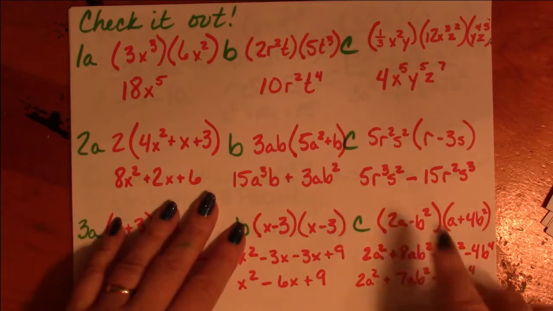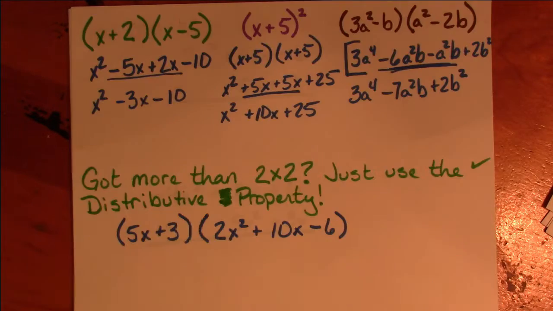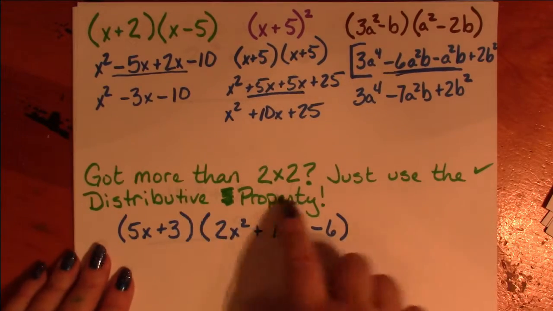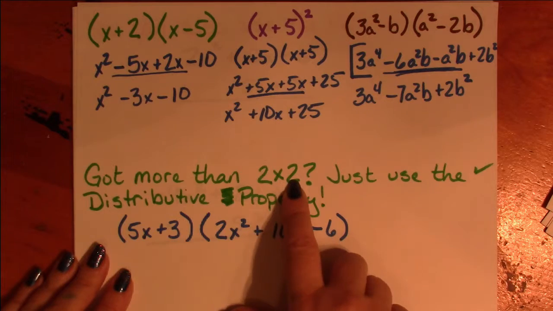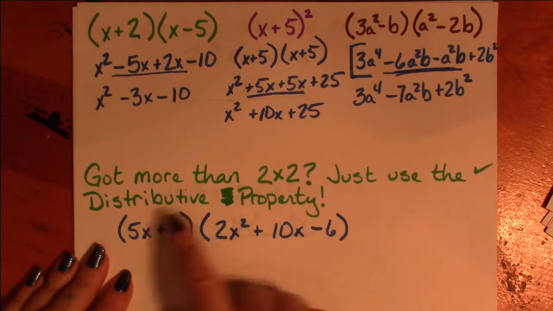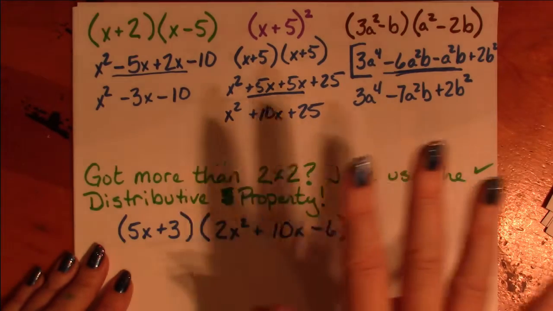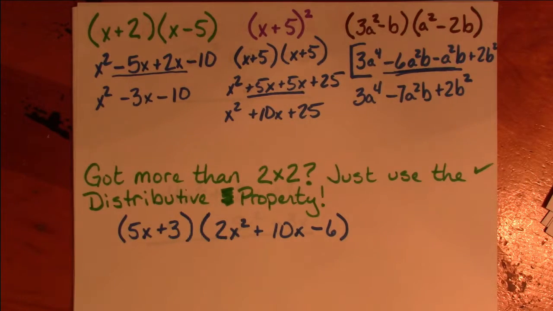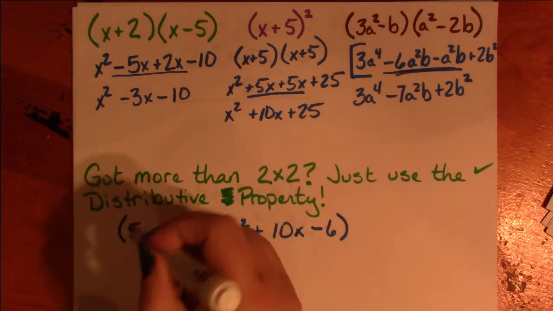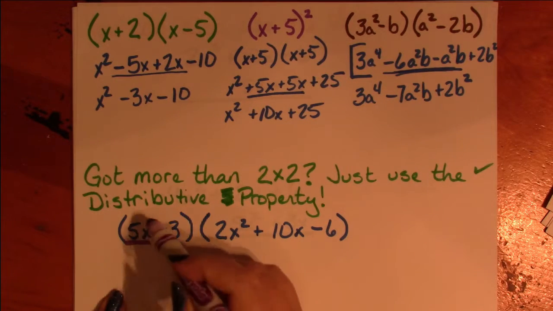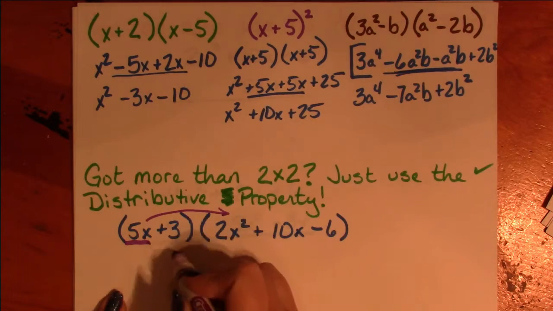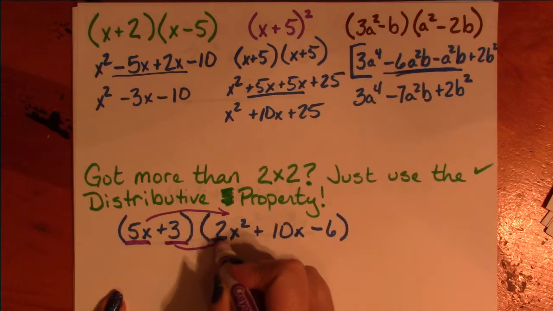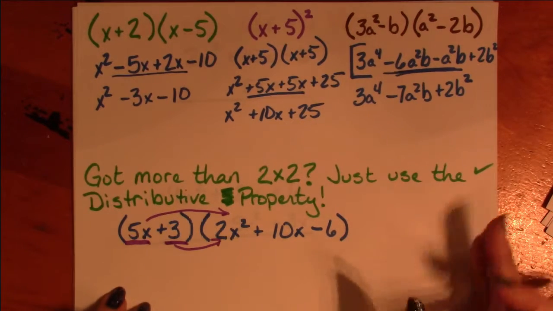If you have any questions, please make sure to ask me. If you have more than a binomial times a binomial, your job is to use the distributive property. There are two ways to set this up. If you're a linear person, the distributive property just says take this number and multiply it by everything, and then take this number and multiply it by everything. So this is what that looks like.